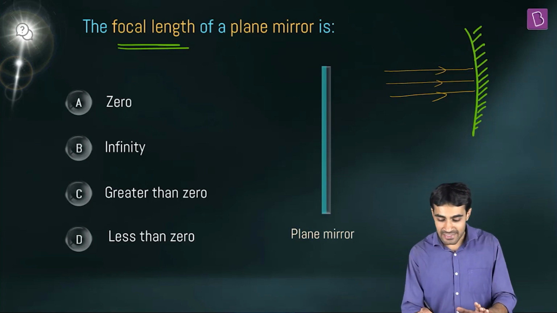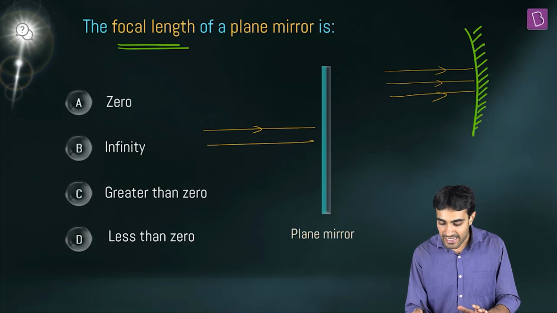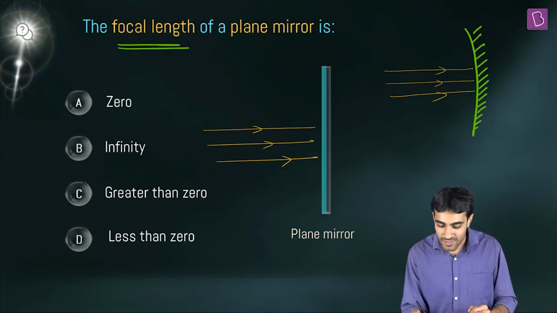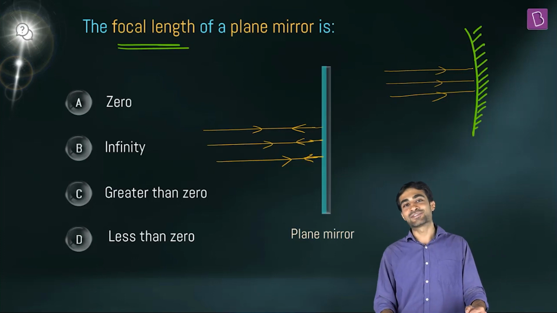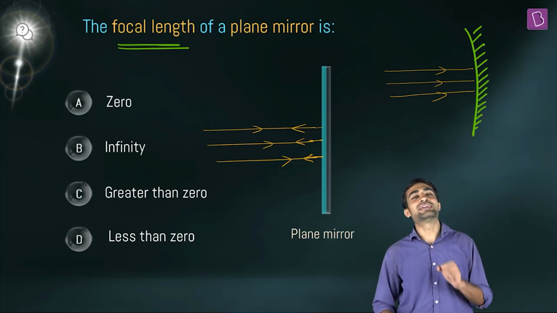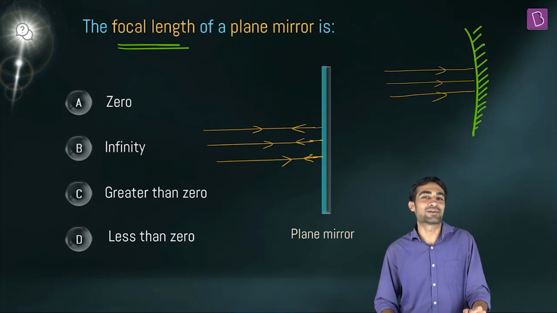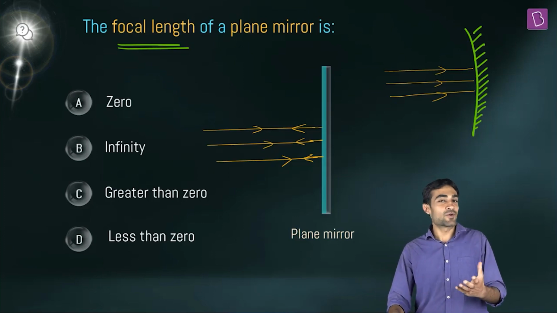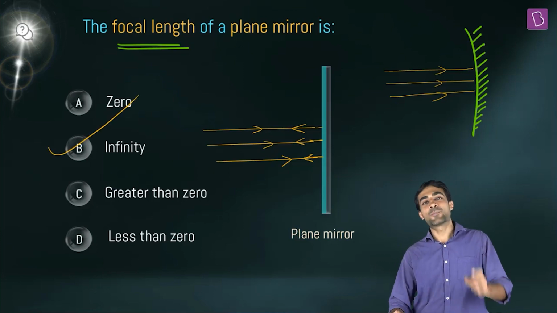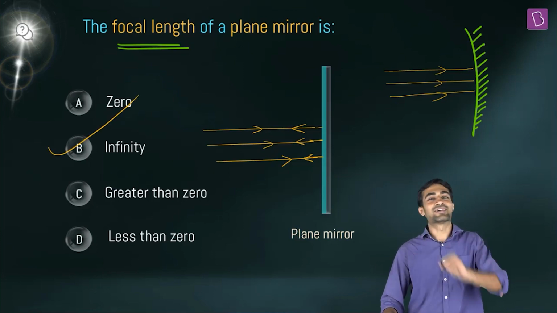Now let's imagine these parallel rays in the case of a plane mirror. They were parallel before the reflection. What will happen after reflection? After reflection, we can say that they are again parallel to each other. So this means they will not meet. If you imagine, the focus will be at infinity and the focal length will be infinity. Option B, infinity, is the right answer.